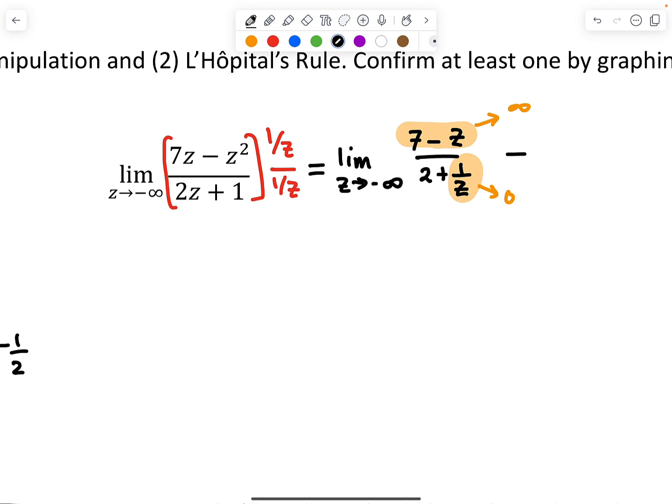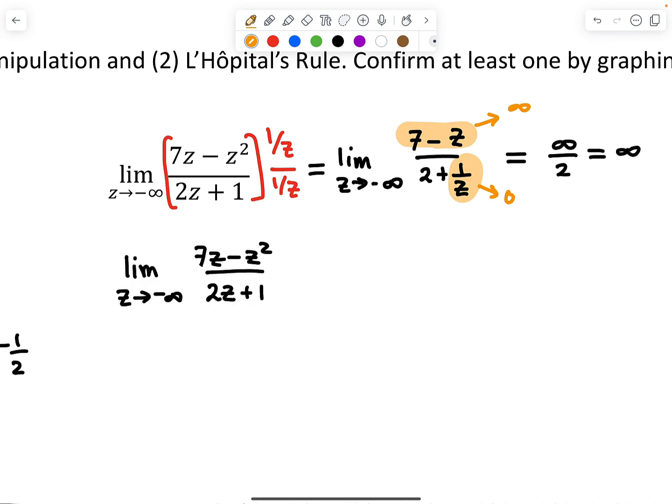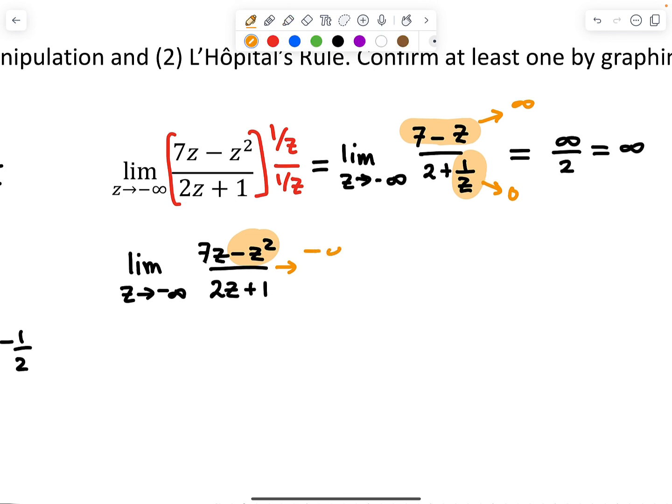So this gives me a limit of positive infinity over 2, and infinity divided by 2 is not an indeterminate, it is conclusive infinity. I'll rewrite the limit and see if L'Hopital's rule can be helpful here. Focus on the leading term. As z approaches negative infinity, you would square that to become positive infinity, and then that negative coefficient in the front would suggest a negative infinite limit for just the numerator. And the denominator, this will approach negative infinity, and then plus 1 is still negative infinity.